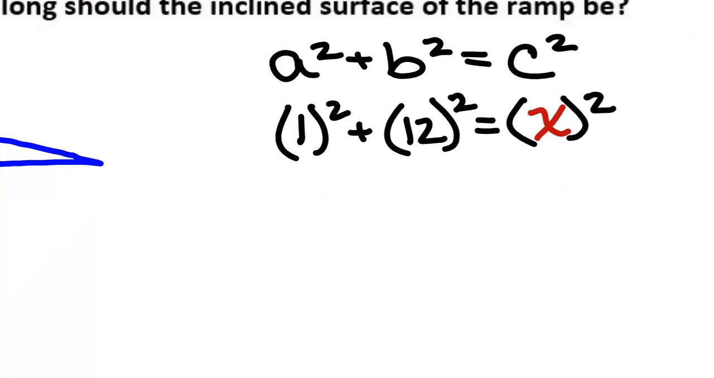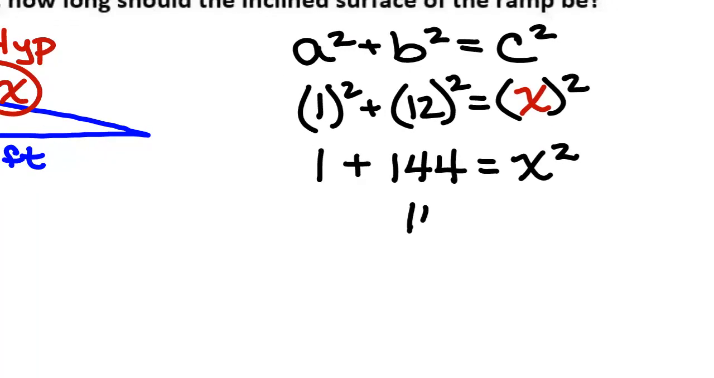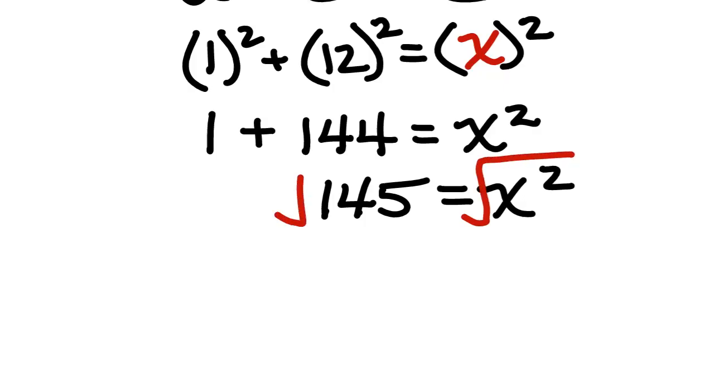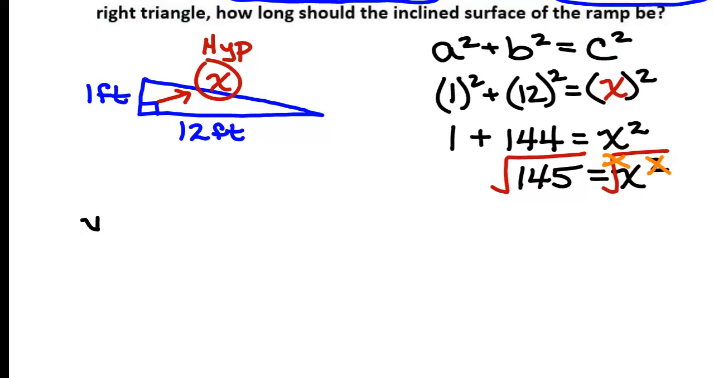What is 1 squared? What is 12 squared? 144. What do we get when we add those two? 145 equals x squared. Is that my final answer? No, I still have a squared on the x. How do I get rid of that squared? Square root. And if you do it to one side, have to do it to the other side. So over on the right, the squared and the square root cancel each other out. Over on the left, I have the square root of 145. Let's see if we can simplify that at all.